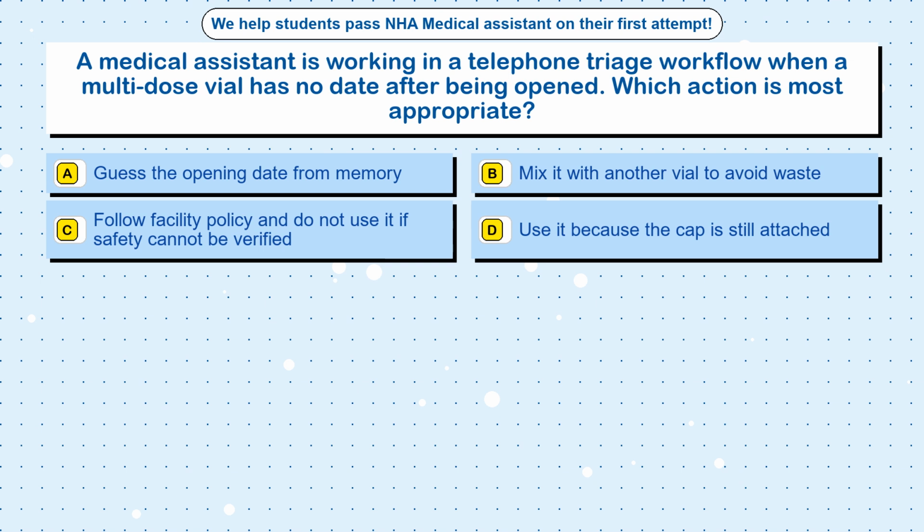Question 70. A medical assistant is working in a telephone triage workflow when a multi-dose vial has no date after being opened. Which action is most appropriate? Option A, guess the opening date from memory. Option B, mix it with another vial to avoid waste. Option C, follow facility policy and do not use it if safety cannot be verified. Option D, use it because the cap is still attached.